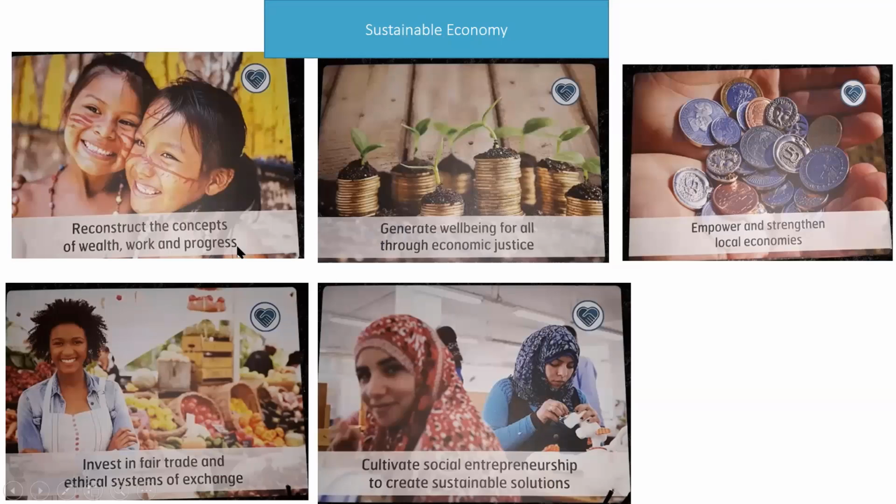So in the first video, we talked about the meaning of wealth. And so this is really, if you look at the first video for part 1 for this tier, it talks about the types of wealth. Generate well-being for all through economic justice. This is very important because in behavioral economics, there's a strong correlation between well-being and making money. Or not even making money, but wealth in general. So if we are feeling wealthy, we are healthy.